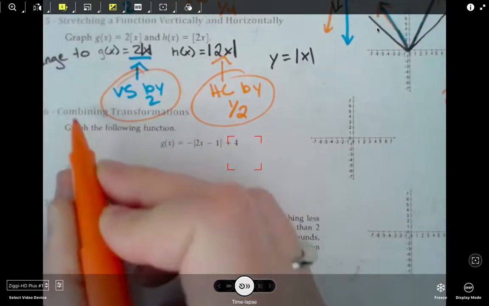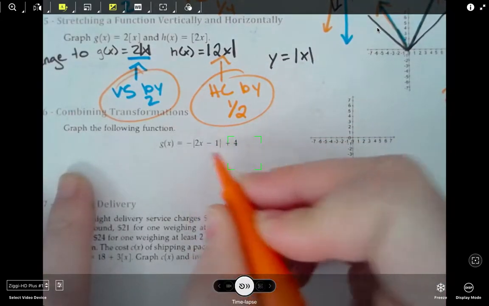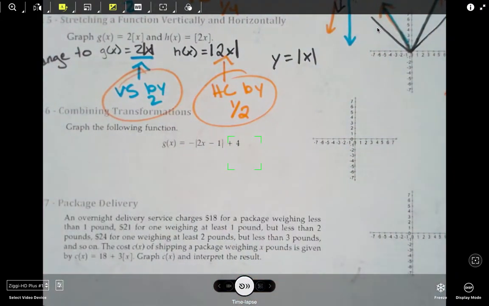All right, now combining transformations. How many different transformations do you think are going on there?